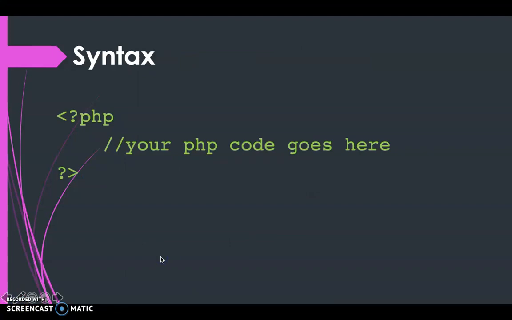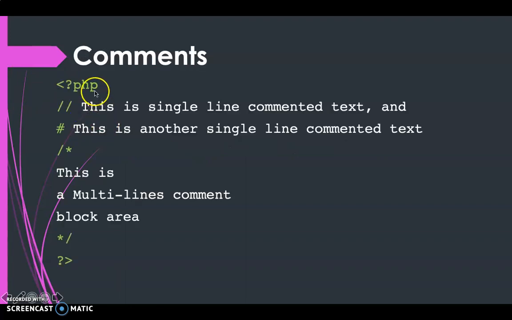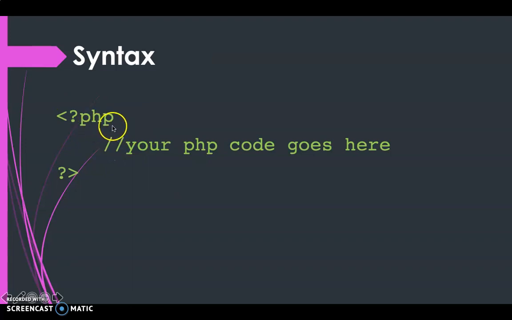Let's start with the syntax and start our first PHP program. Syntax is basically like the grammar of a language. As for PHP, what is our syntax? It starts with an angle bracket followed by a question mark and php, and closes with a question mark and an angle bracket. I have a double slash here, which means this line is a comment. And here you should put your PHP code.